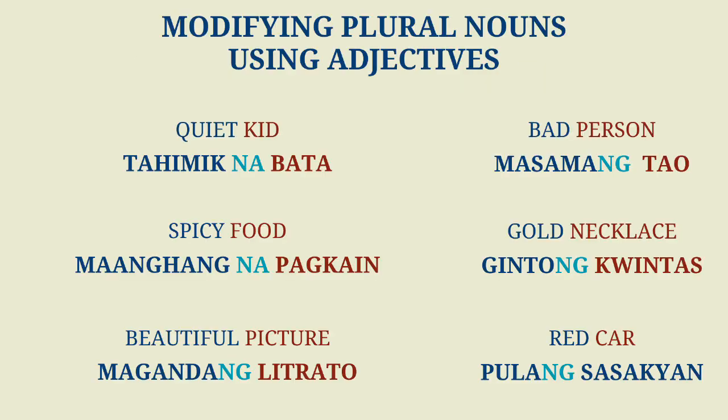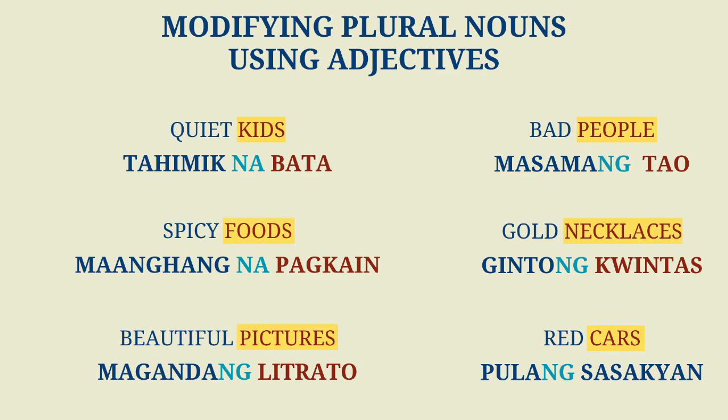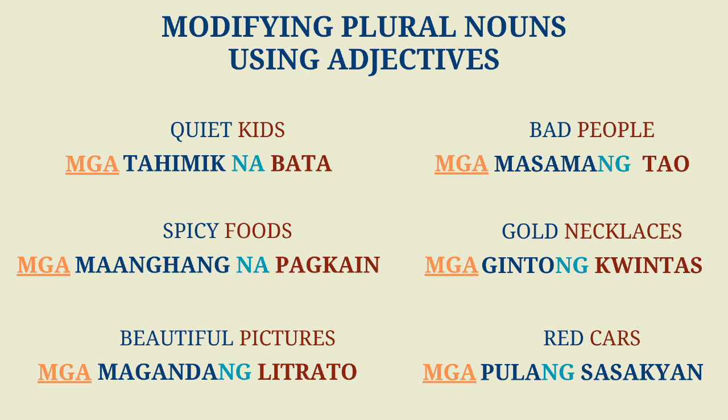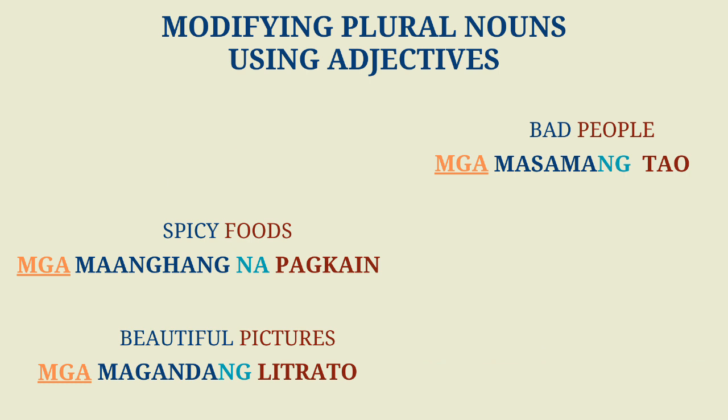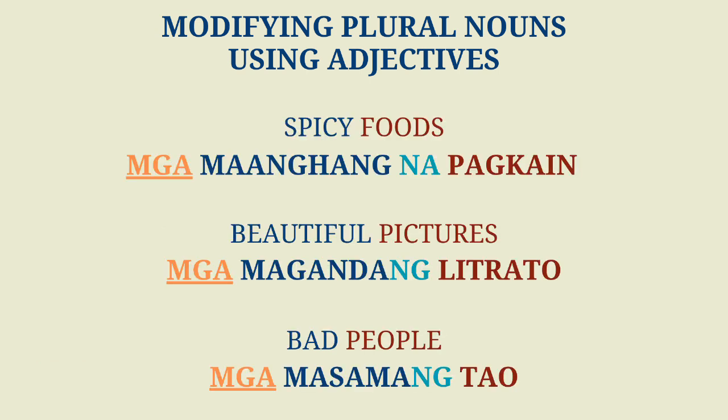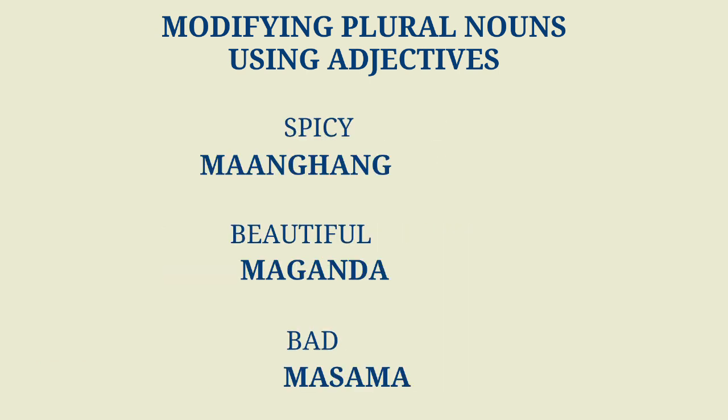What if the nouns you are modifying are plural? On the previous video, we talked about pluralization and how you can use mga to pluralize a common noun. So you just add mga at the beginning of these, but there is an extra step. This extra step is not applicable to my first and last two examples. This rule is for ma adjectives only, like these three.